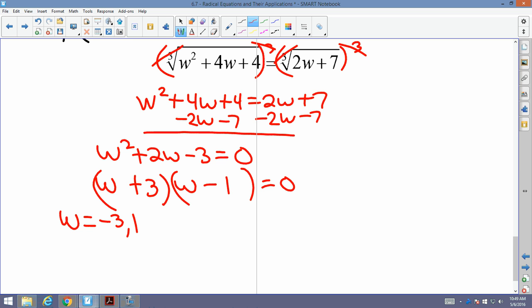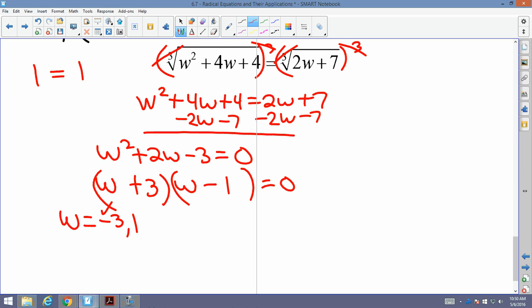Now let's see if it works. What's negative 3 squared? Positive 9. Positive 9 minus 12 is negative 3. Negative 3 plus 4 is 1. What's the cube root of 1? 1. Does that equal? 2 times negative 3 is? Negative 6 plus 7 is? Cube root of 1 is? It works.